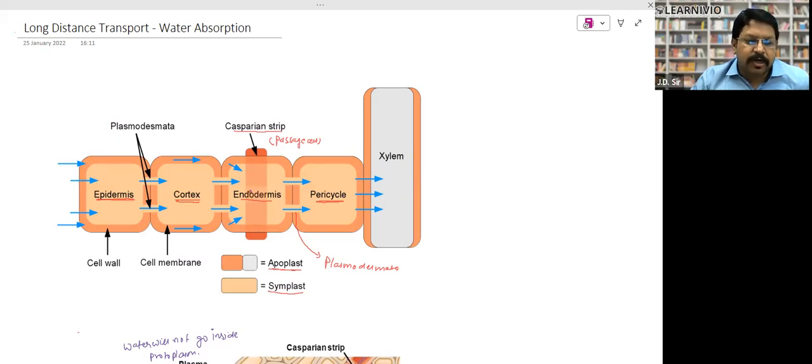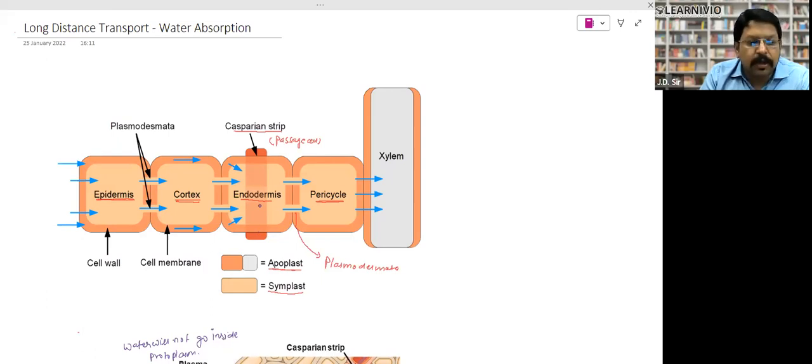So up to the Casparian strip, both apoplastic and symplastic pathways are possible, but after the endodermis, only the symplastic pathway is followed, right? Now tell me, is it clear or not? Go through it and tell me. Apoplastic, symplastic pathway, clear or not? Aisha and Rabia, tell me. Sir, if you don't mind, can you explain again?